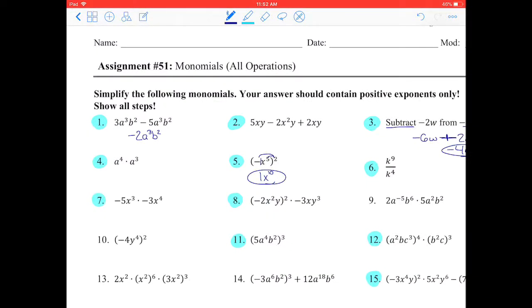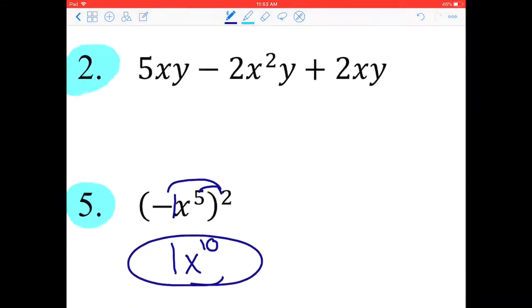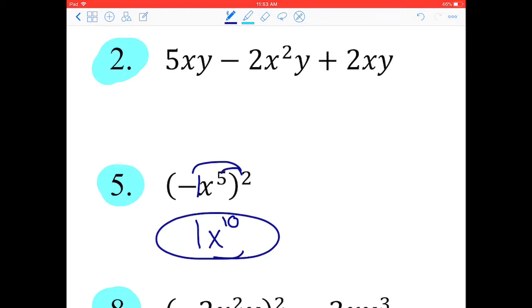Just for the sake of why not, because these first ones are easy, I will do number 2, 4, and 6. So number 2, again, this is just adding and subtracting, but in this problem, only 2 of the terms are like. That middle one is not, because it has x squared, not just an x. So when this happens, you can only combine the terms that are like. So 5xy and 2xy makes 7xy. And then this other one that was not alike, it just tacks on to the end.